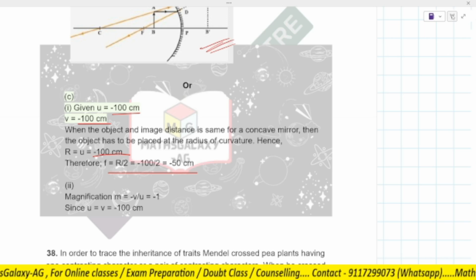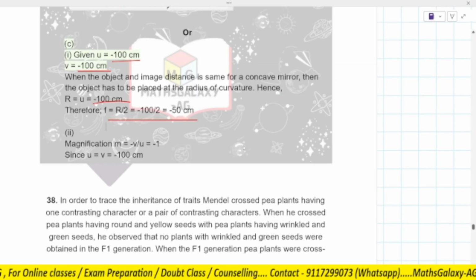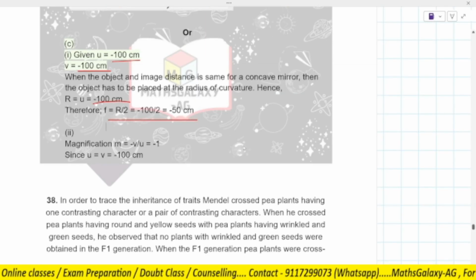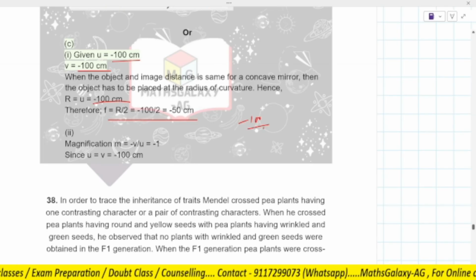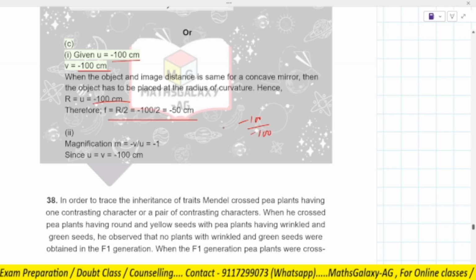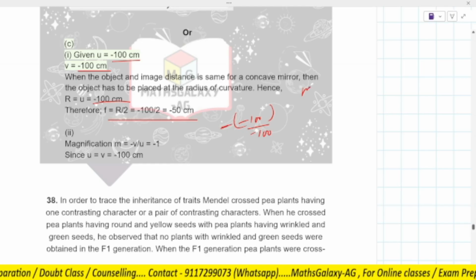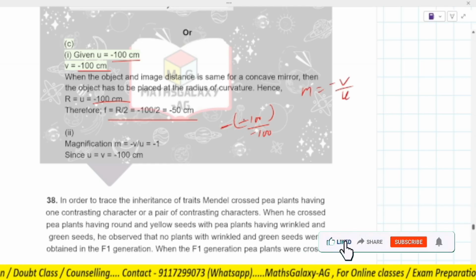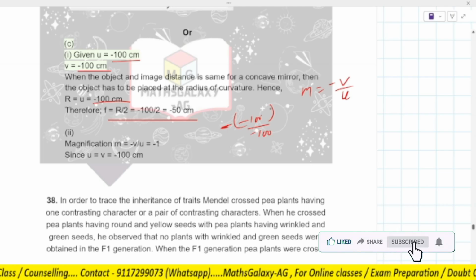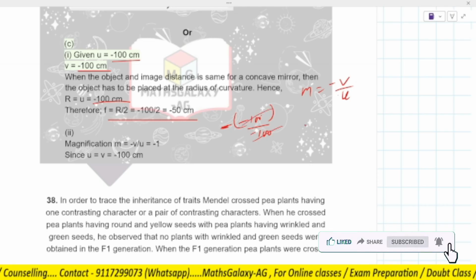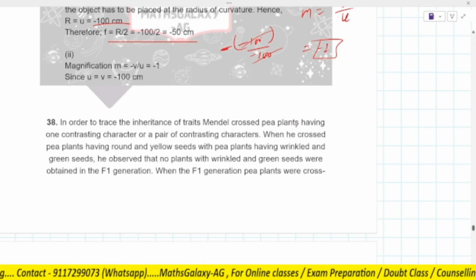And magnification will be, now we will use the formula which is minus v by u, so minus 1. Since u and v are both minus 100, minus 100 divided by minus 100, and this minus sign is already in the formula, m equal to minus v by u. So first we will write minus, which is already in the formula. Now v is minus 100 and u is minus 100, so this will be cancelled and it will be minus 1. Okay, now let's see question 38.